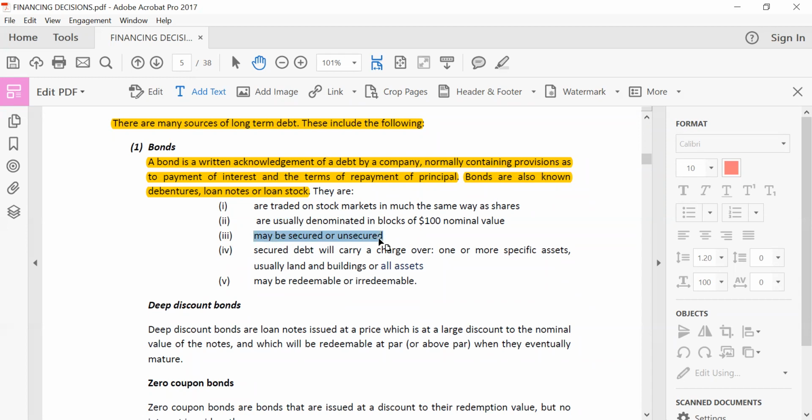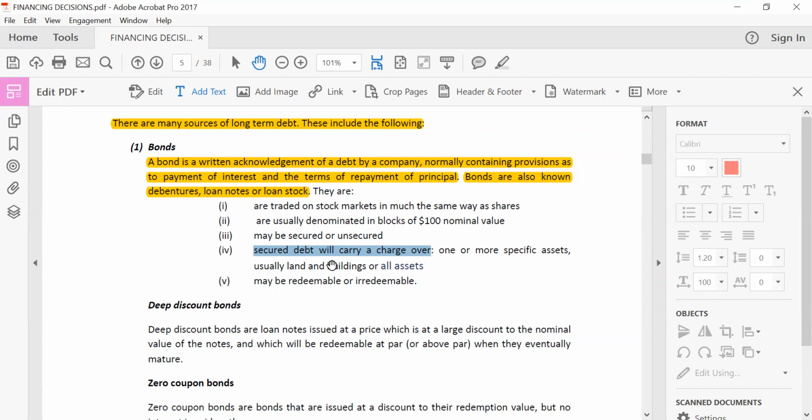If it's secured, that means there's what? A security. That's a collateral. If it's unsecured, that means there's no security. There's no collateral. So we say unsecured, not secured, means no what? Security, means no collateral. Secured debt will carry a charge over it. And that charge can be in the case of what? A specified or specific what? Assets. What are we saying? Secured debts are having securities or they're having collaterals.